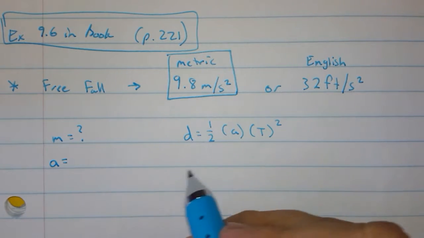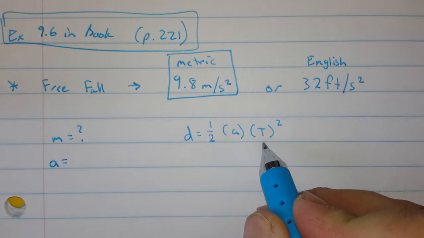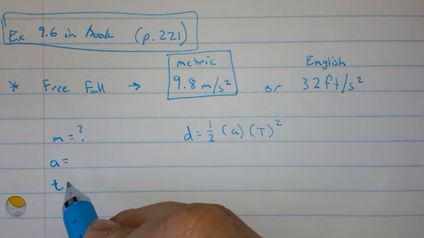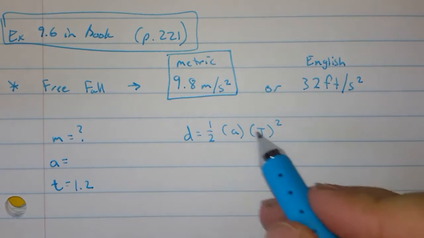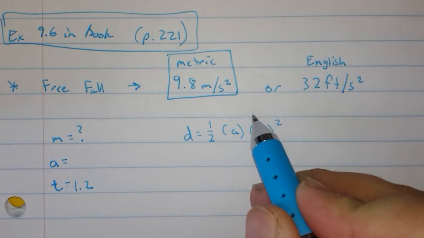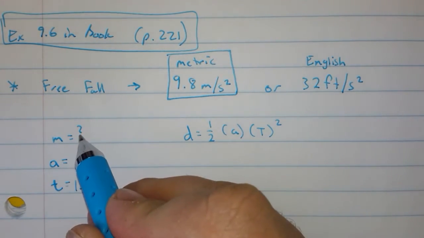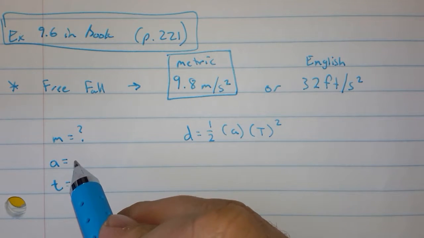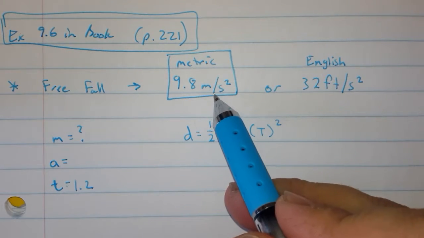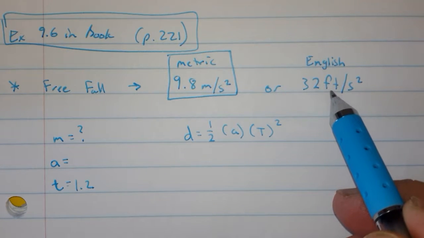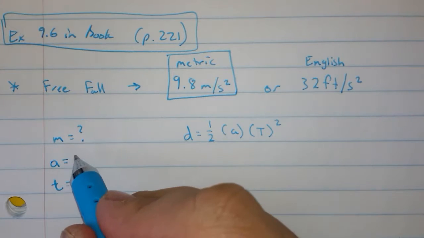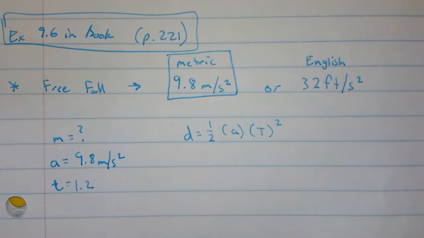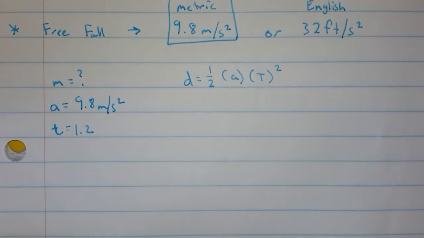The acceleration is something that we have in this problem, and the time is actually given in the problem too. It says 1.2 seconds. So we've got t equals 1.2. I wrote the formula down that I need based on the information that was given. It might be kind of confusing because you might not have known that the acceleration for free fall was this for metric or this for the English units. So we're going to put that in right here, 9.8 meters per second squared.